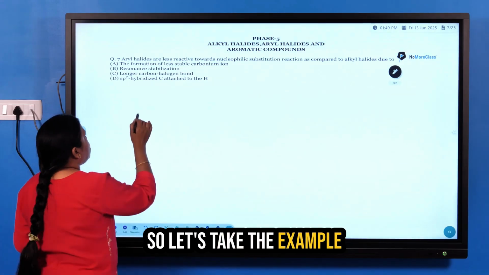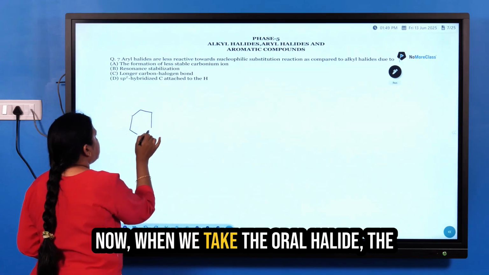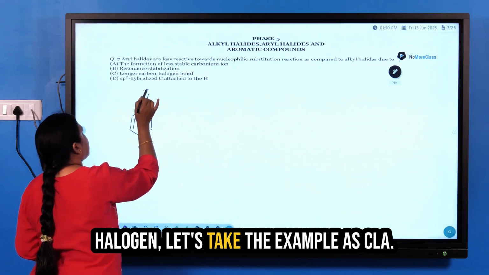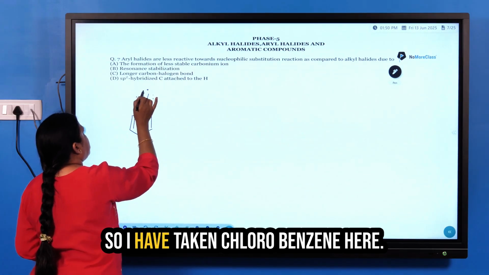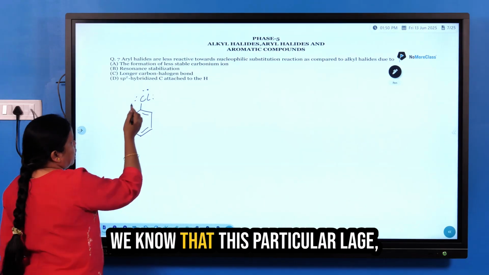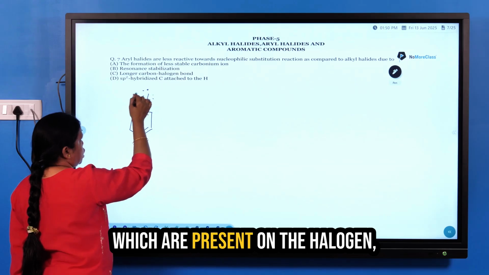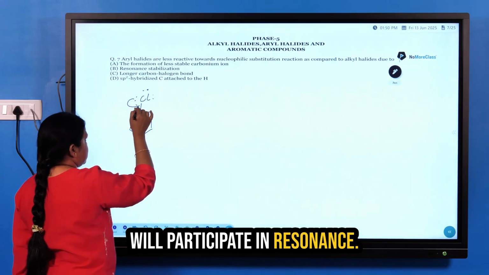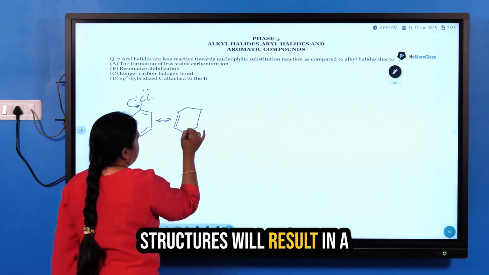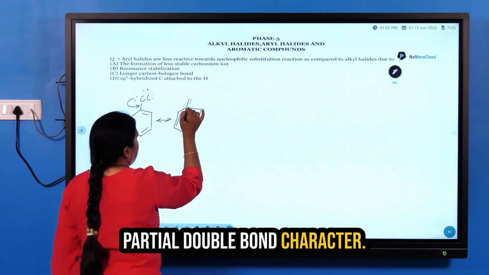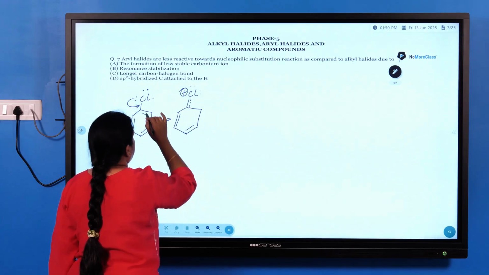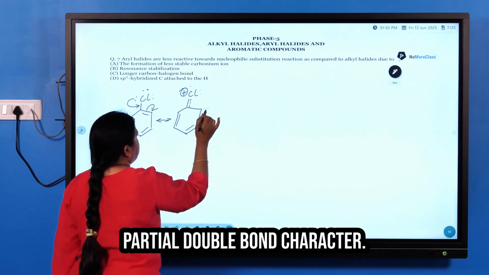So let's take the example of an aryl halide. When we take the aryl halide, the halogen, let's take the example as chlorine. So I have taken chlorobenzene here. And we take this reaction here, we know that the lone pairs which are present on the halogen will participate in resonance. As a result of this, the resonating structures will result in a partial double bond character for the chlorine, isn't it? So it is giving partial double bond character.